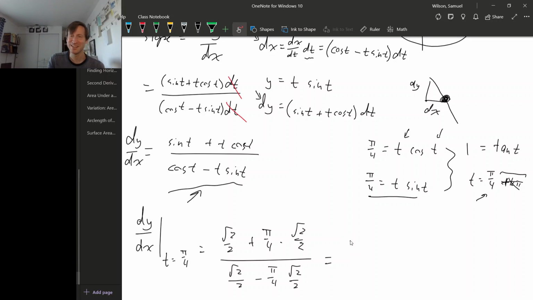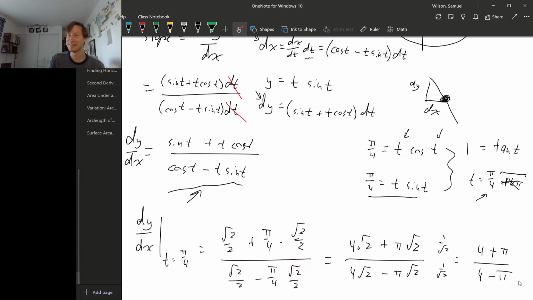So then we get 4 root 2 plus pi root 2 over 4 root 2 minus pi root 2. While we're at it, why don't we divide the numerator and denominator by root 2 just to get rid of that square root of 2. So we get 4 plus pi over 4 minus pi. And that's the slope of that line.